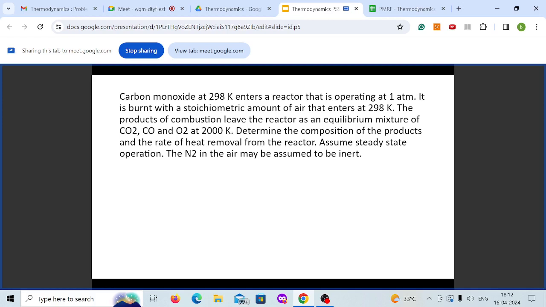It's the other way around. Previously we saw carbon dioxide dissociating into carbon monoxide and oxygen. Here the carbon monoxide is reacting with oxygen to form CO2. So now determine the composition of the products and the rate of heat removal from the reactor. Assume steady state operation. The nitrogen in the air may be assumed to be inert.